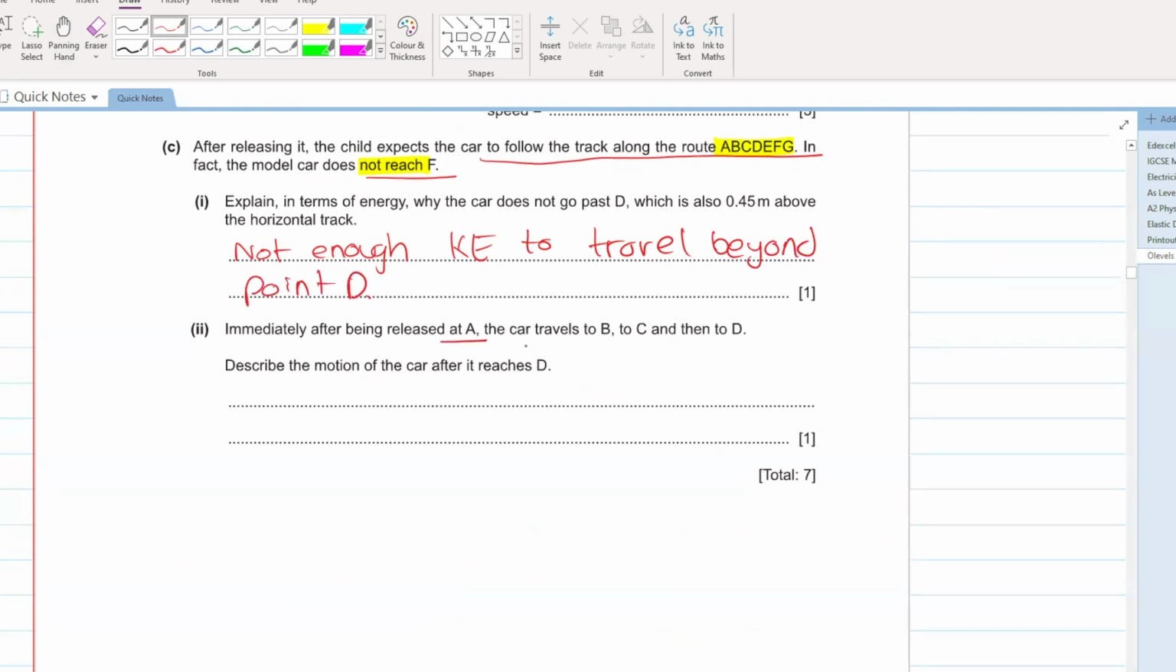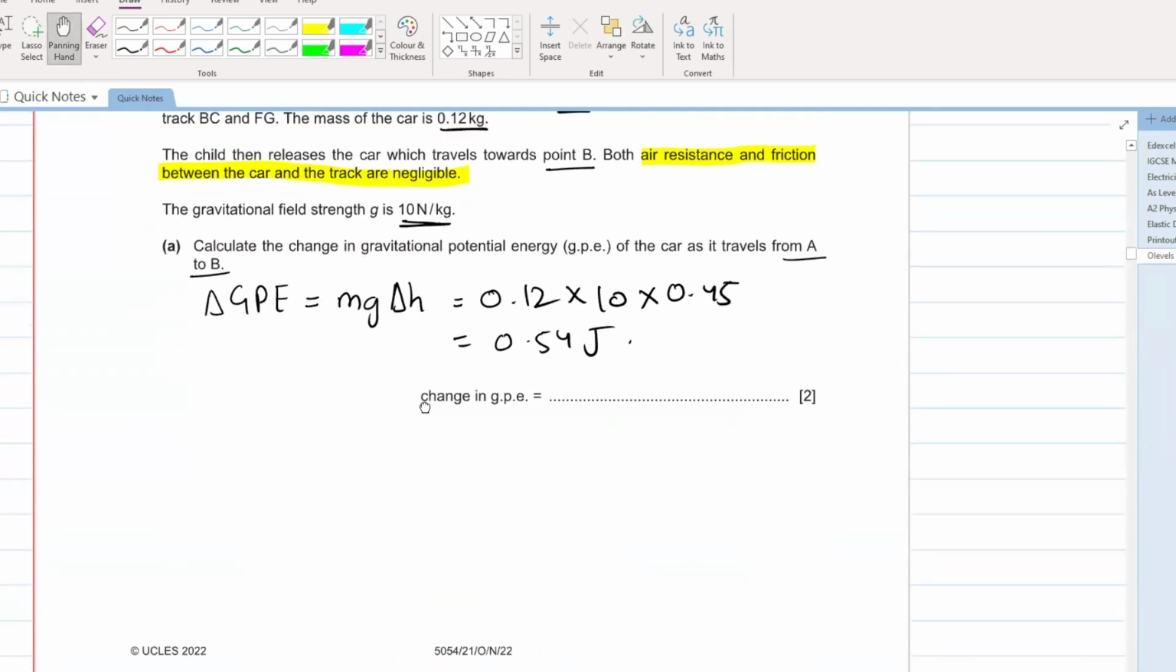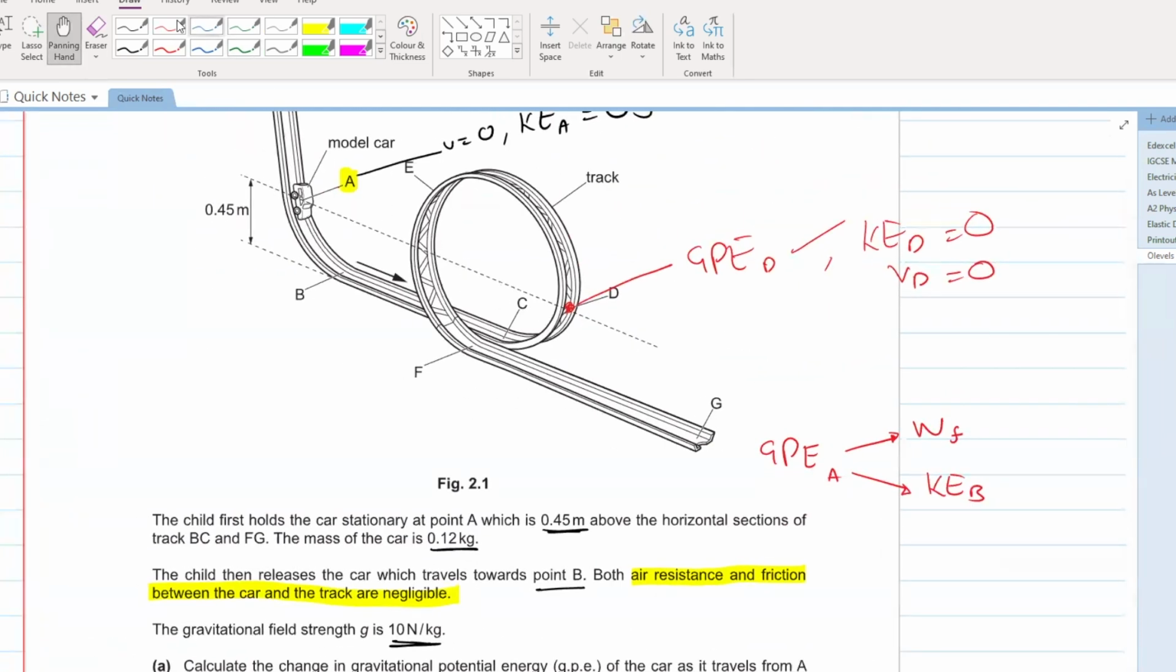Immediately after being released at A, the car travels to B, to C, and then to D. Describe the motion of the car after it reaches D. Beta, you have to describe the motion of the car after it reaches D. What will happen after it reaches D? The car went from A to B, B to C, C to D. What will happen then? It will start returning backward from D to C, C to B, B to A.